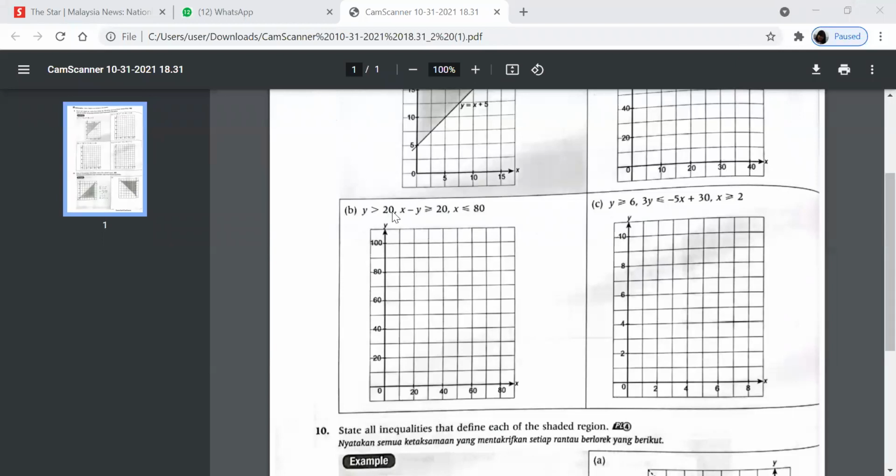All right, next one. y is more than 20. So what graph are you going to draw? You draw the equal to graph, right? This one is a dotted line. Yes, good. Dotted line. Okay, can you draw that?